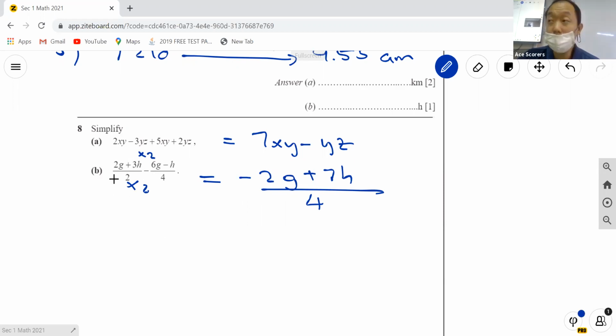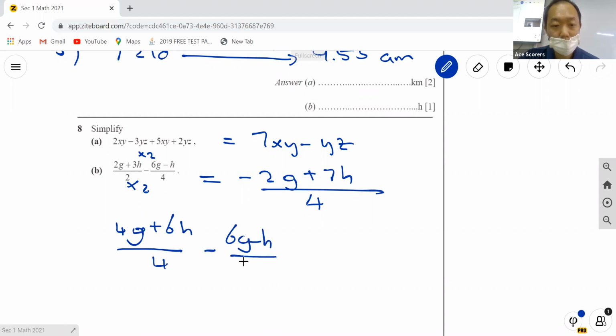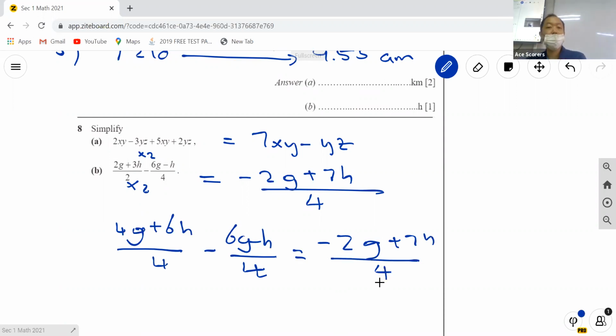Because when you multiply by 2, the first fraction becomes 4g plus 6h over 4, minus 6g minus h over 4. So your g becomes 4g minus 6g, so it's negative 2g. And 6h minus minus h is plus, so plus 7h over 4. That's correct.